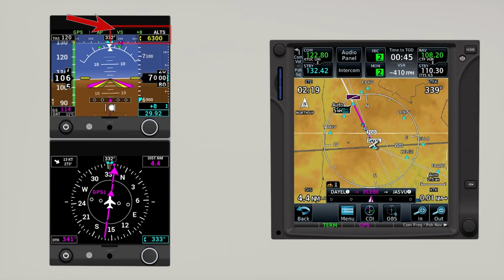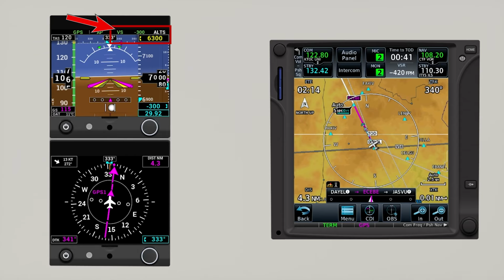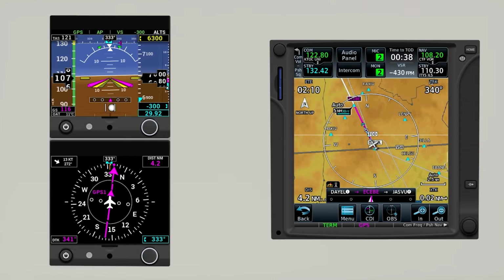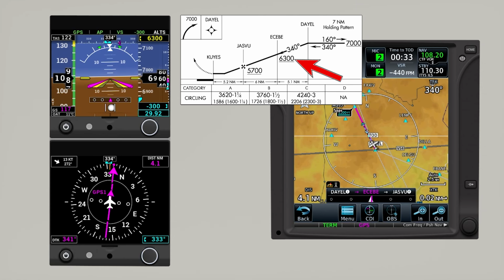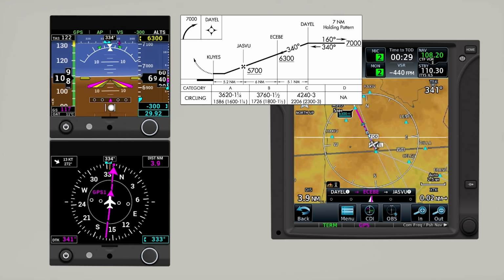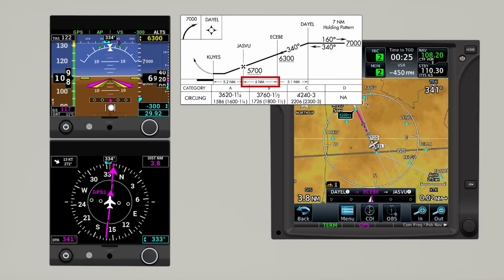Okay, and we'll go vertical speed mode. And just a few hundred feet per minute down. I'd prefer not to level off at 6,300 here. So I'm going to manage the vertical speed to be just above 6,300. And being just a little bit high is fine because we have plenty of time, 6 miles, to get down to 5,700 before the final approach fix.